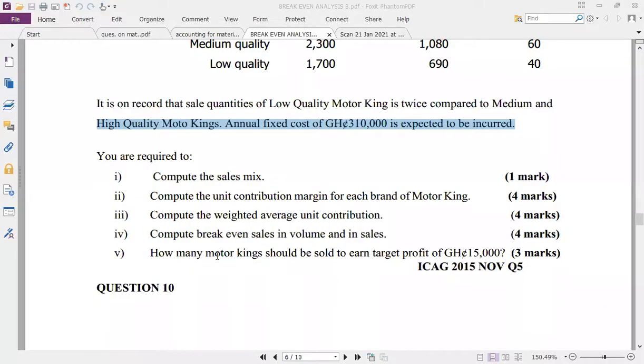Let's look at the last one. So how many motorcades should be sold to earn a target profit of 15,000? I believe that one, you can try that one for me.